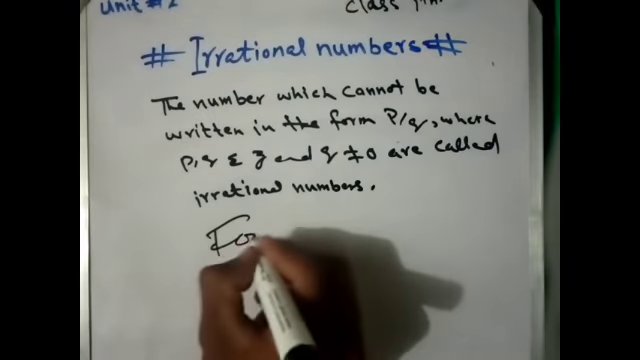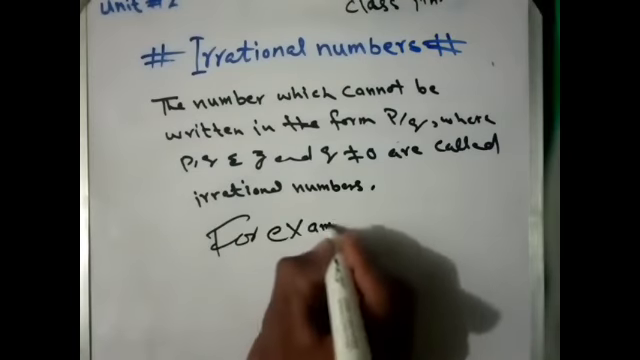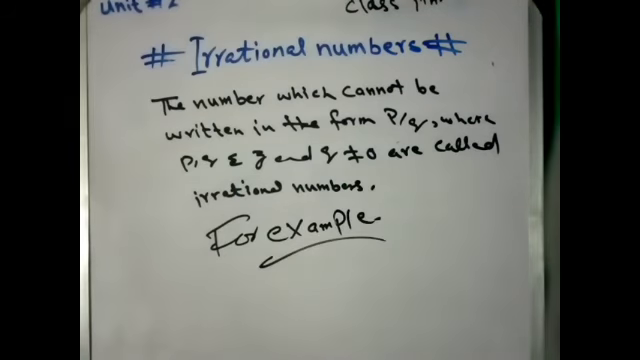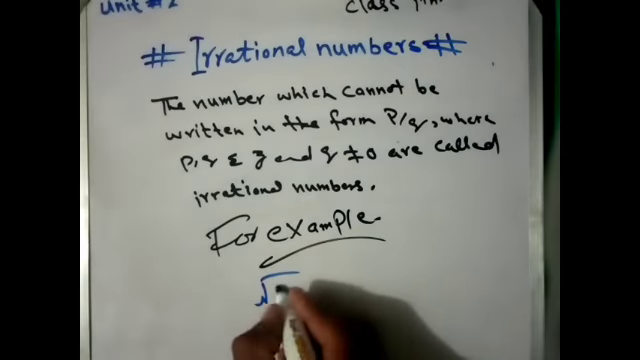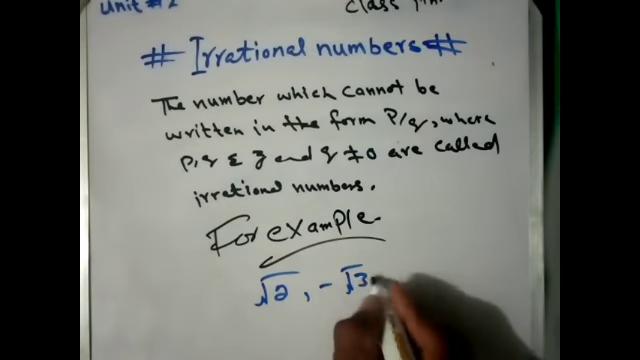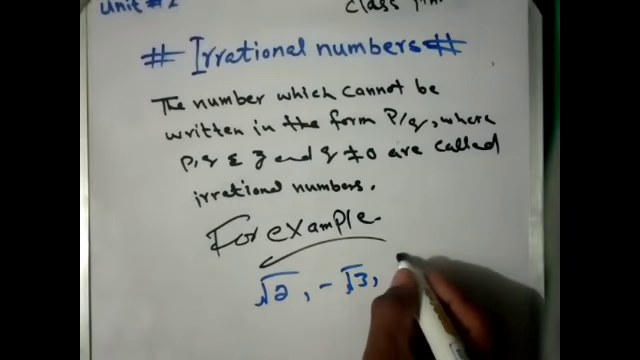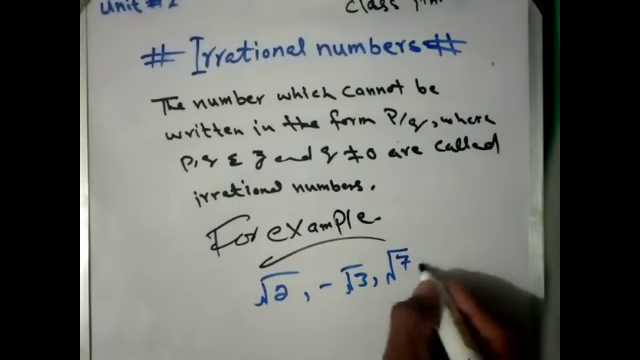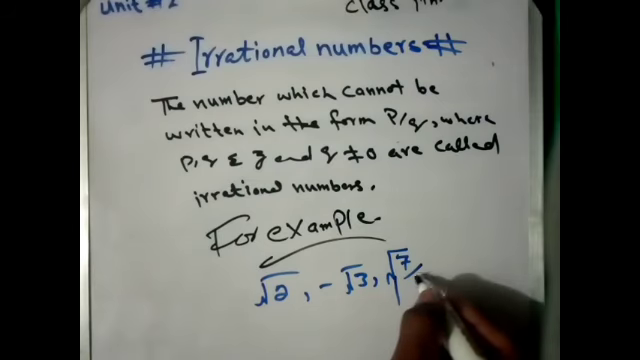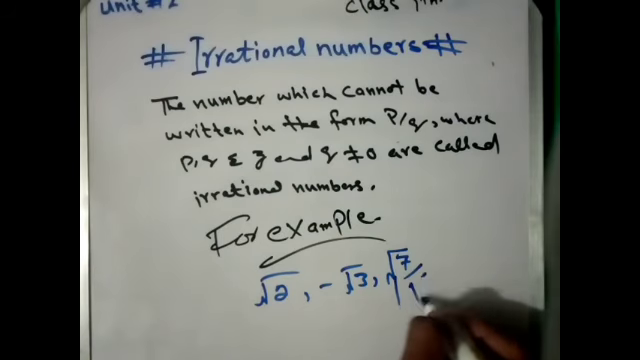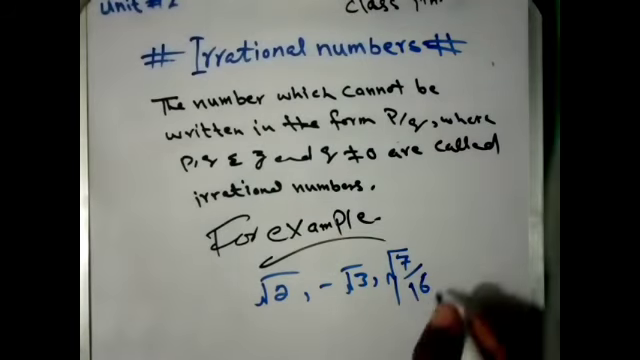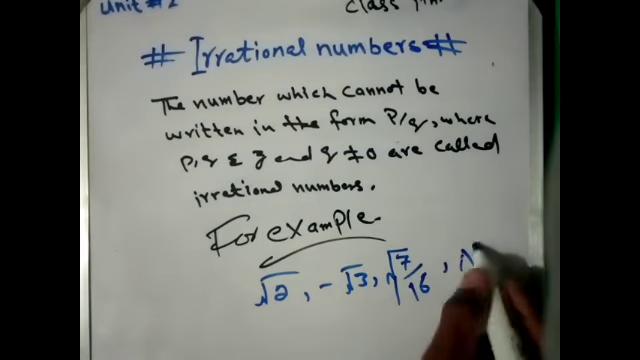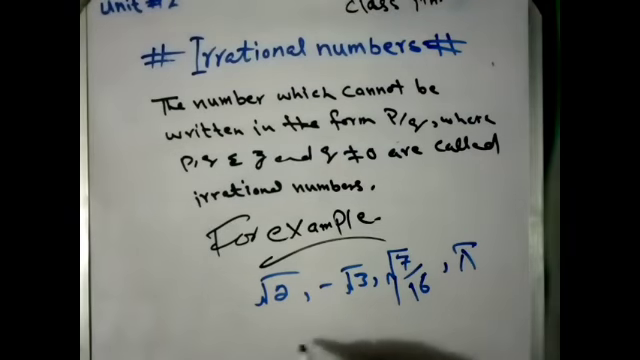For example, under root 2, minus under root 3, 7 by under root 7, under the root 16, pi are irrational numbers.